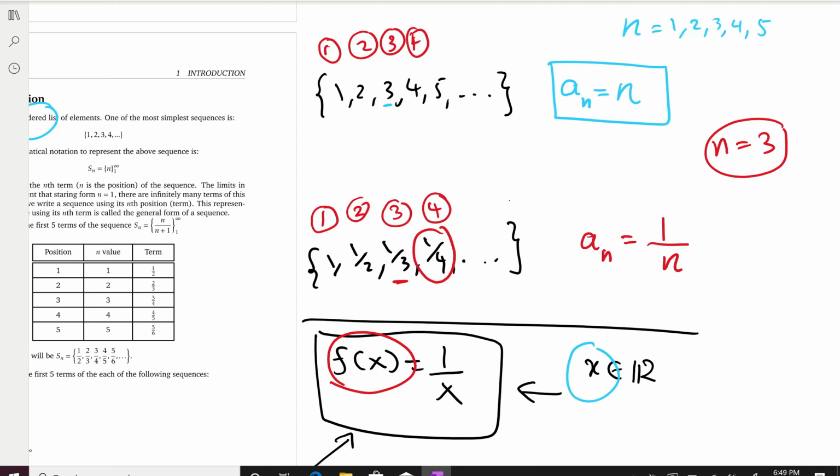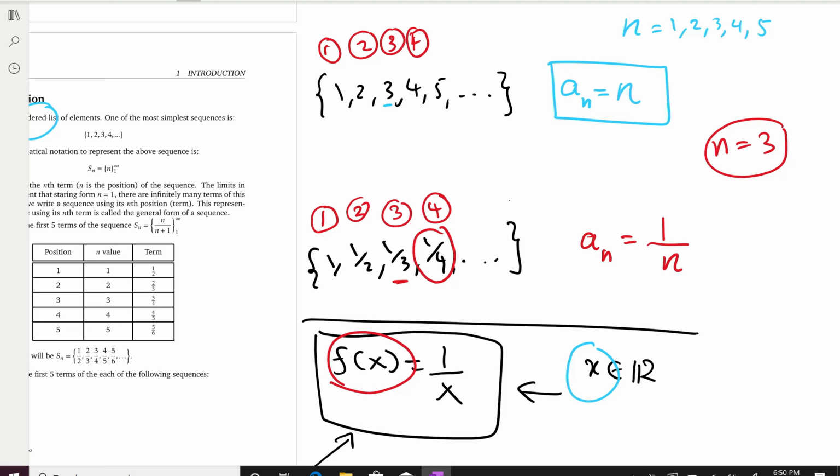Now the most important takeaway here is that n is the position of the sequence. We use the position of the sequence itself to write a general expression for any given sequence. How to do that, we're going to learn in the next video, some sort of a strategy to do that. But here we are focusing on the notation.